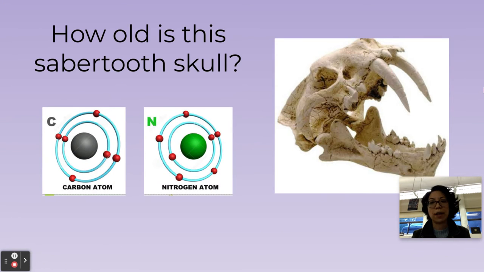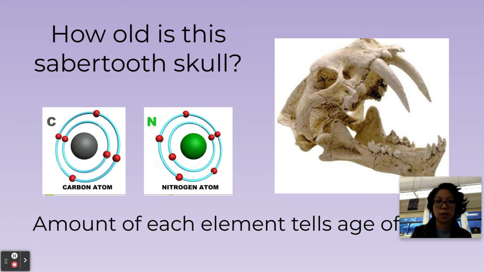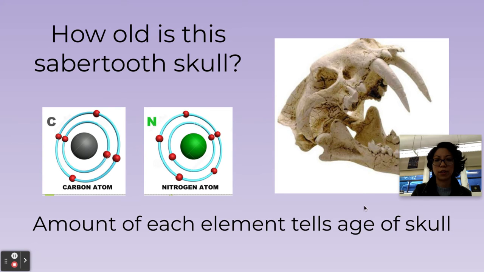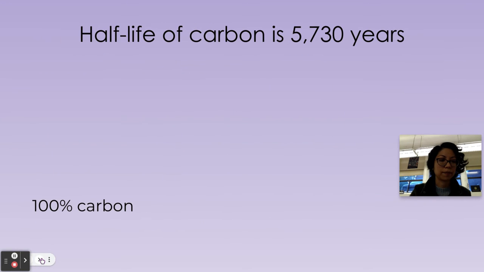So let's say we found an old skull from a saber-toothed tiger, and we want to know, how old is this? Well, radioactive carbon turns into nitrogen. We know that, and we know exactly how long it takes for carbon to do this. Okay, so we could look inside the skull and say, how much carbon is there and how much nitrogen is there? And use that to figure out how old the skull is.